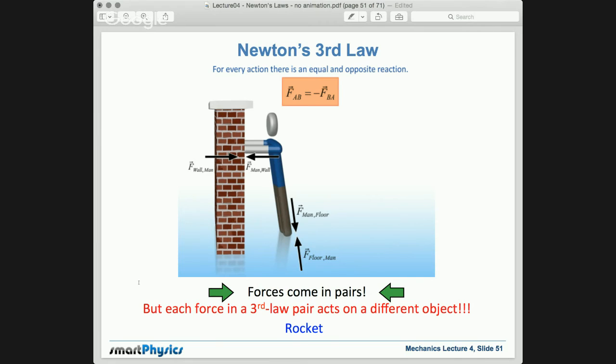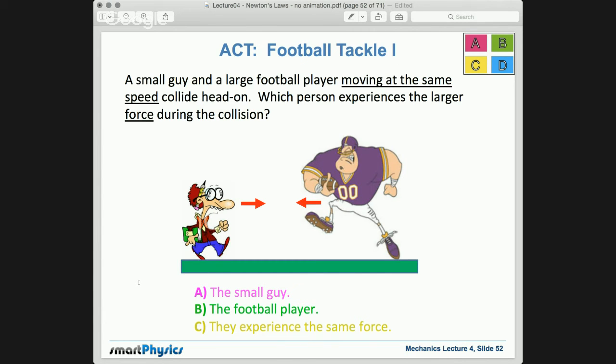Okay, so let's do, well, we can't really do this, but in class, let's think through this. Imagine that we have two people that are running towards each other, and they're going to collide. We have a small guy and a large football player, and they're moving at the same speed, okay? These arrows are meant to represent their velocity vectors, and they're the same length. And they're going in opposite directions, so they're going to collide head on. Which person experiences a larger force during the collision?